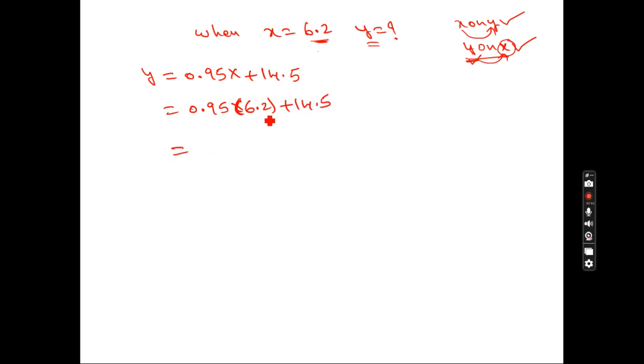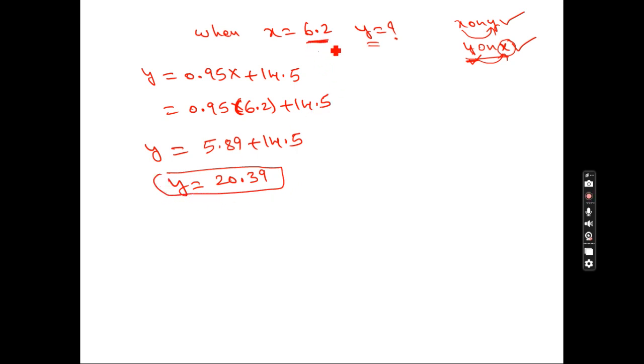So this will become 0.95 into 6.2, how much will you get? You do the calculation now, you'll get 5.89. Plus 14.5. So y is equal to, if you add both the values, you will get 20.39. So it means when the value of x is equal to 6.2, the value of y will become 20.39. So this is the problem. With this, we completed the problem.